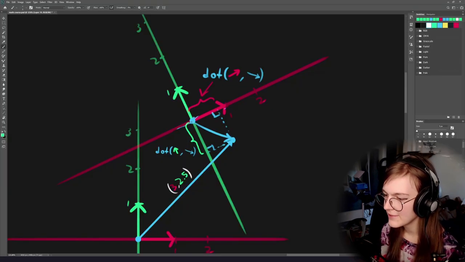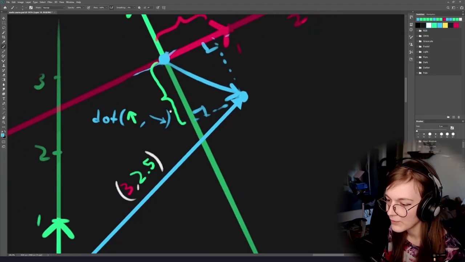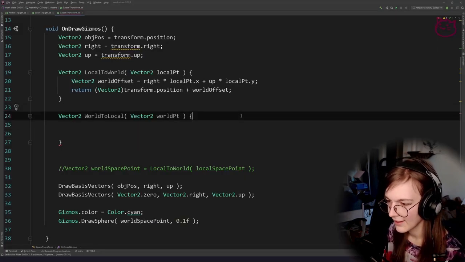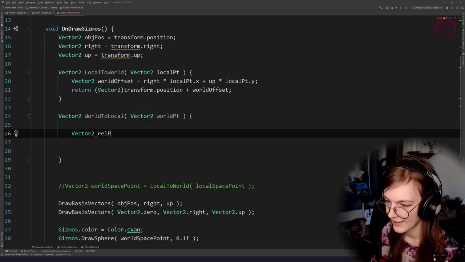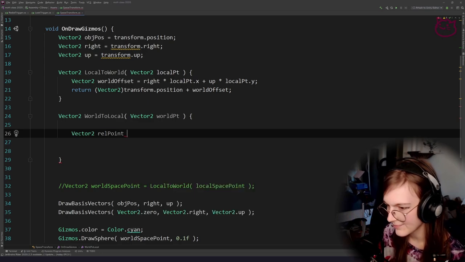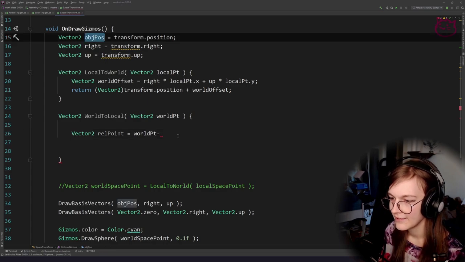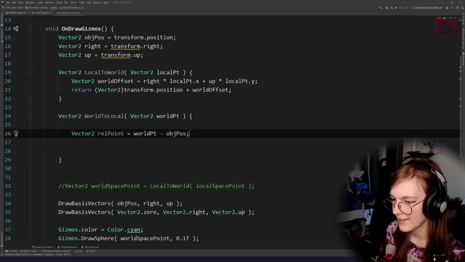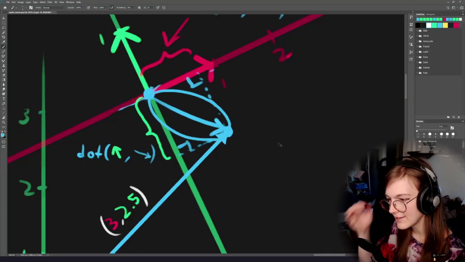Okay, the first thing we did was to find this blue vector in world space. So we want to get this point relative to this other world space point. Whenever I do something like this, I usually call it the relative point. I don't know if that's good, but it's just my internal terminology. So relative point is going to be the world point minus the object position here in world space. So that's object position, and now we have the relative point. The relative point here is now this vector in world space.